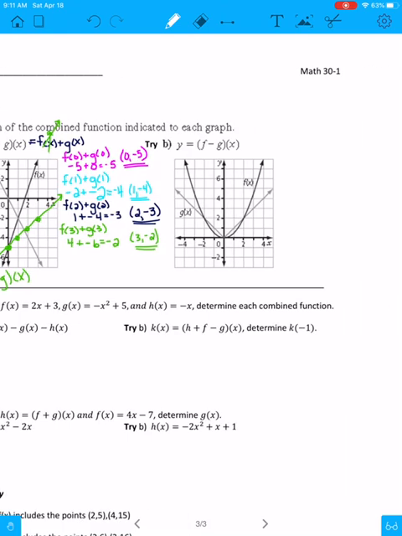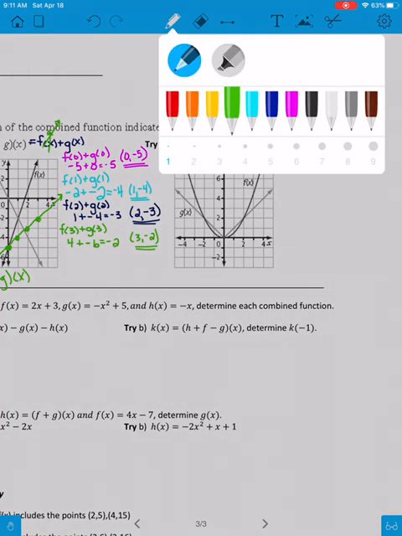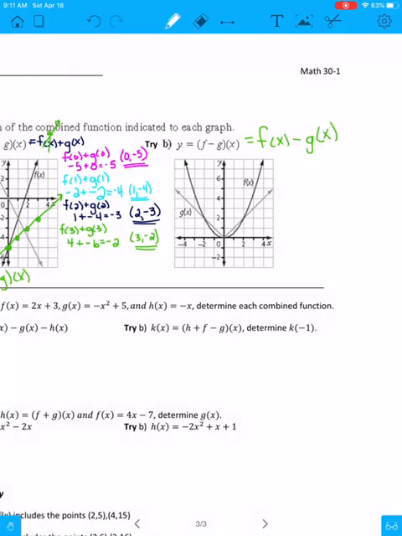Okay, so for B, I have f of x minus g of x. So I have to do it in that order. Now they're both x ∈ R graphs, so my new f minus g graph is actually going to have a domain of x ∈ R. All right, so I am going to start where they both start, which is at negative 4. So I can do f of negative 4 minus g of negative 4.